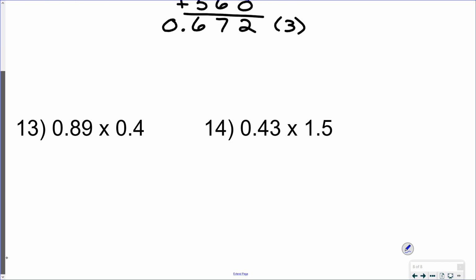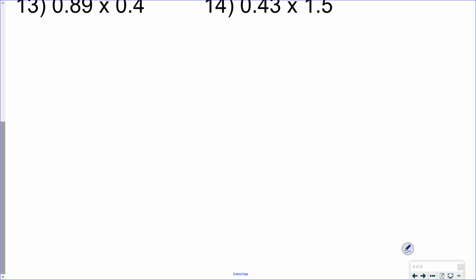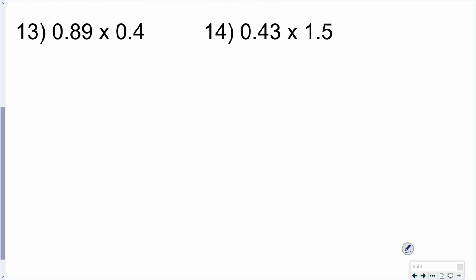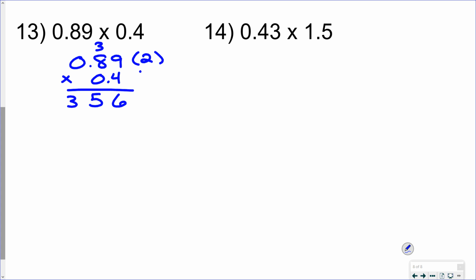Which takes us to our final 2 examples here. We have 89 hundredths times 4 tenths. 9 times 4 is 36. 4 times 8 is 32, plus 3 is 35. 2 digits after the decimal point there, 1 there, so your answer needs a total of 3. So your answer is 356 thousandths.